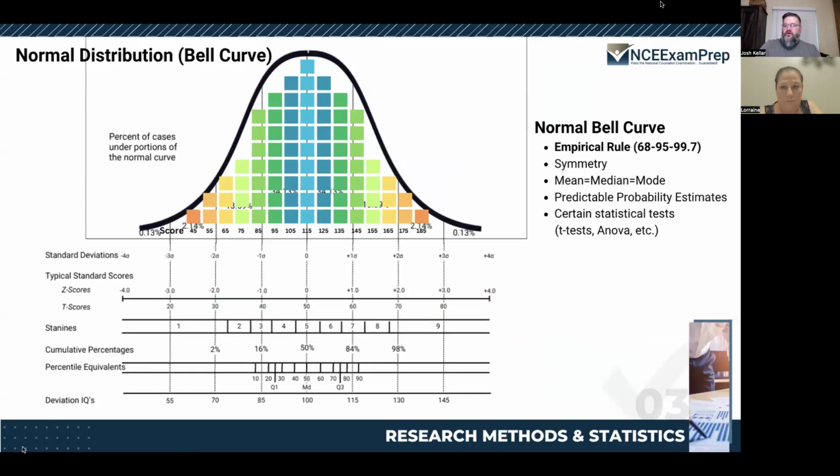And I already showed you this. On a normal bell curve, we need to understand that there's this empirical rule related to 65% of the scores falling between one standard deviation plus or minus.